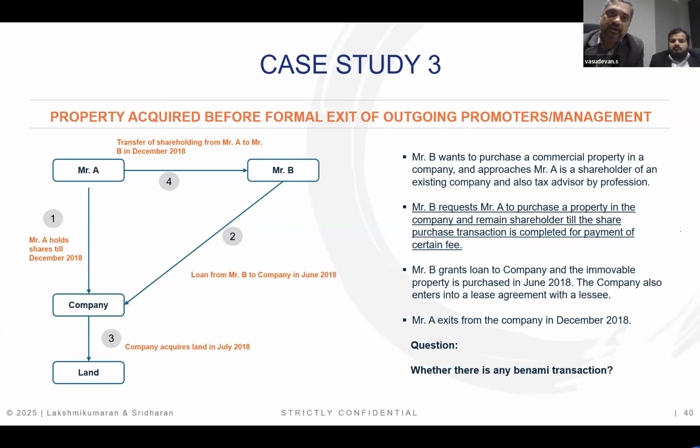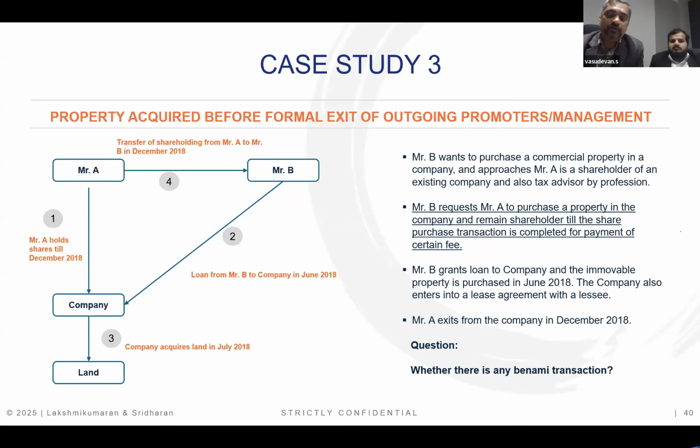But in the interest of the business, the parties agree that the company should go ahead and acquire the land, and for that the funds are provided in the form of a loan. So it's all done for legitimate reasons, all documented. But if you read the provision in a literal sense and then try to apply it to this, it can potentially appear to be a Benami transaction.